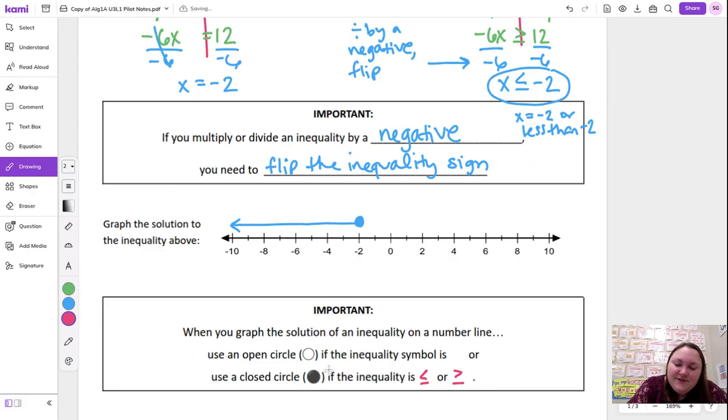That closed circle, when it's colored in like that, is showing it can equal that number or be other numbers. If you only have a less than or a greater than sign, we use an open circle. The open circle shows we're not talking about the number -2, only the number is less or greater. And so these are the rules you can use when you are graphing solutions to inequalities.